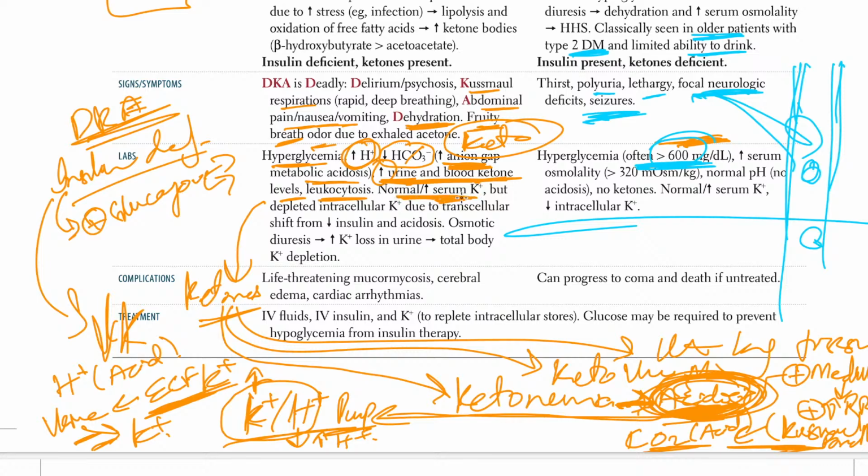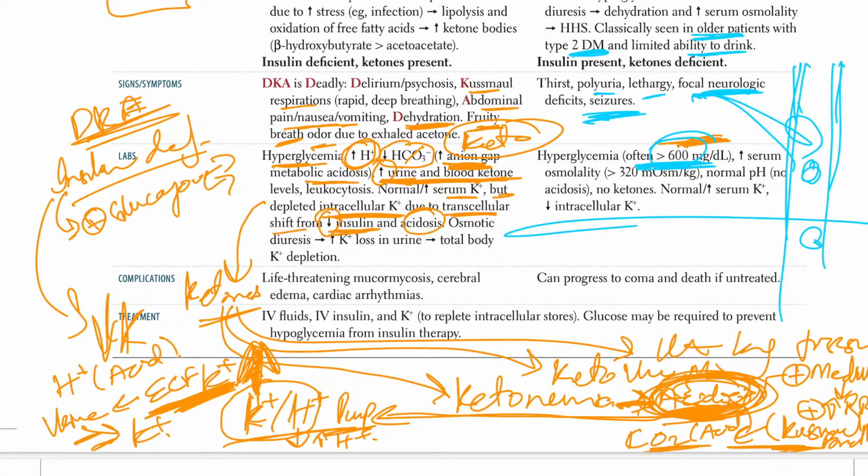Look at that word, serum potassium. Why? Because when you're pushing that potassium out into the ECF, extracellular fluid, at the time you're checking, it either could be normal or could be increased. Okay, but eventually you have depleted the intracellular potassium. Why? Because you're taking everything out of the cells and pushing it out here in the serum, due to transcellular shift from decreased insulin and acidosis.